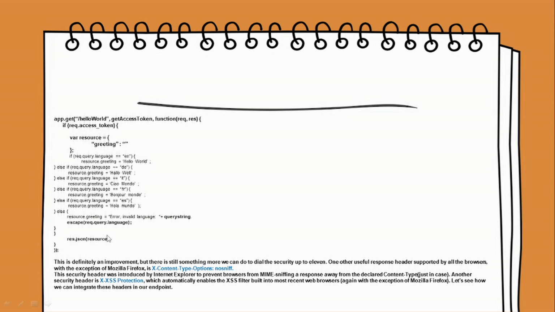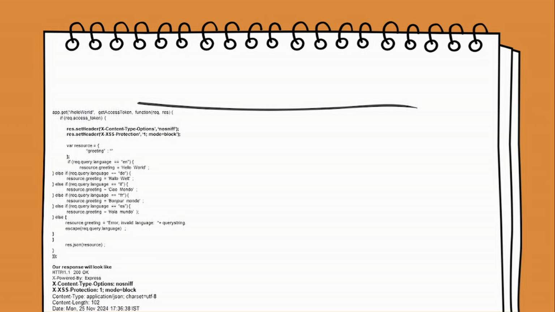This security header was introduced by Internet Explorer to prevent browsers from MIME sniffing a response away from the declared content type. Another security header is X-XSS-Protection, which automatically enables the XSS filter built into most recent web browsers. So let's see how we can put this header in our API call, to again mitigate that vulnerability.